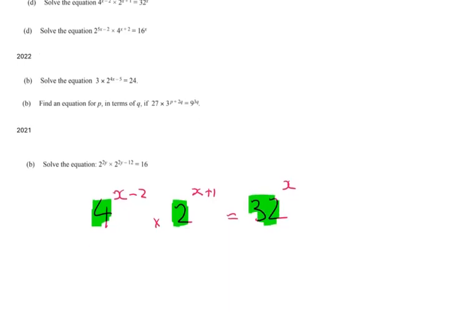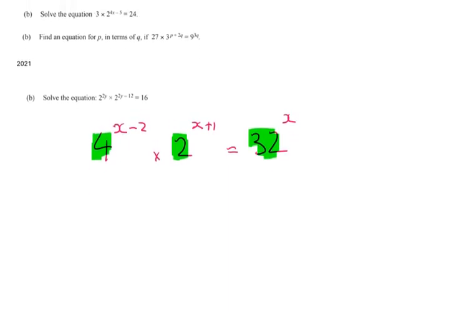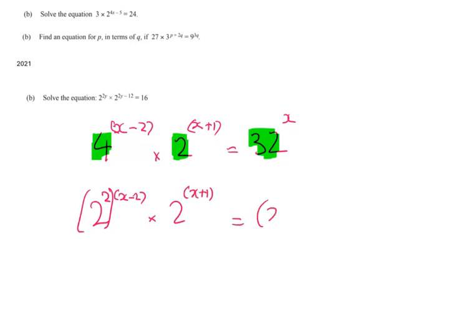Well, we've got to solve 4 to the power of x minus 2 times 2 to the power of x plus 1 is equal to 32 to the power of x. The first thing to notice straight away is the bases aren't the same, but they're all powers of 2. So we're going to start by rewriting. I'm going to put the powers into brackets, and now we have 2 squared to the power of x minus 2 times 2 to the power of x plus 1, and 32 is 2 to the power of 5.